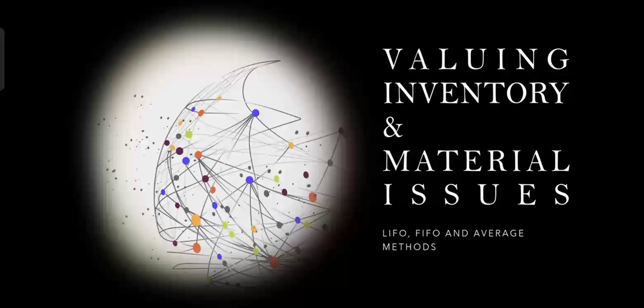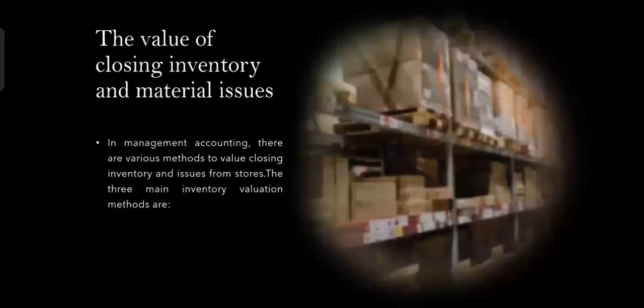Valuing inventory and material issues: LIFO, FIFO, and the weighted average methods. How do we come up with the value of closing inventory? And how do we price the material issues? In management accounting, there are various methods to value closing inventory and issues from stores. We have three main inventory valuation methods.